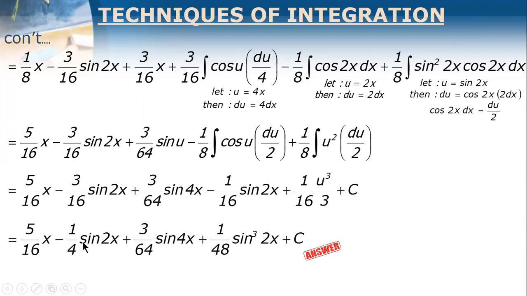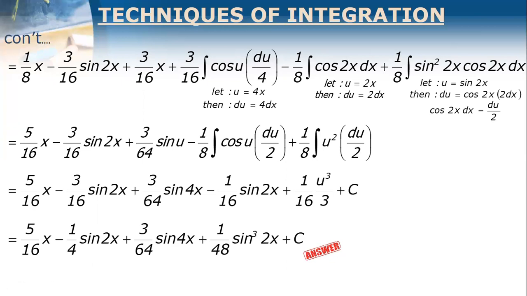Negative 1/4 sine 2x plus 3 over 64 sine 4x plus 1 over 16 times 1/3 is 1 over 48, and then u cubed, that's sine 2x raised to the power of 3 plus c.